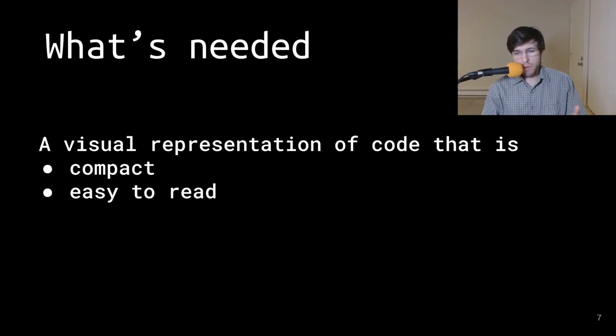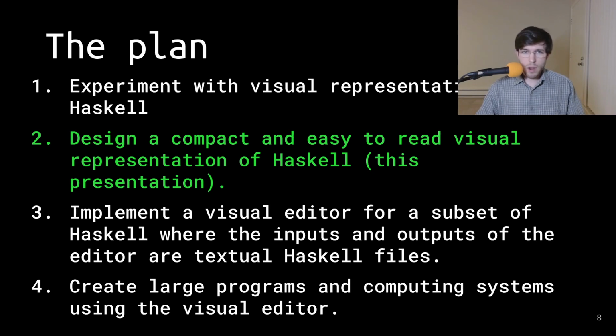And so I believe one of the key things that we need in order to solve that problem is a compact and easy to read visual representation of code. In the Glance project so far, I've done some experiments with visually representing Haskell, which I think are on the right track, but not quite there yet. So in this talk, I'm going to present a more compact visual syntax for Haskell, which will be in addition to Glance's existing more graphical representation.